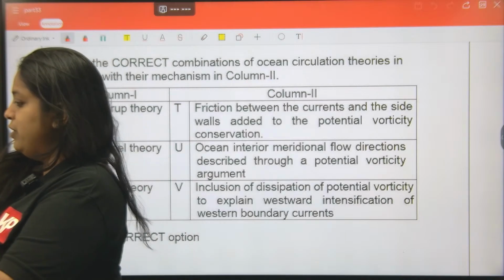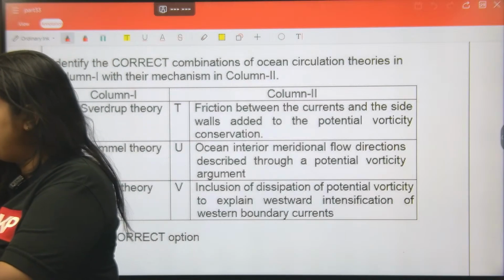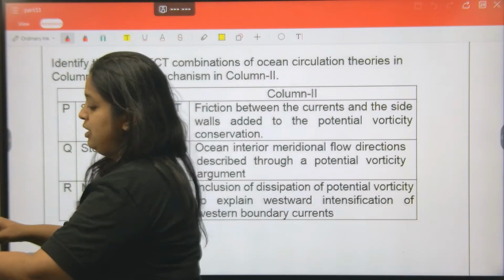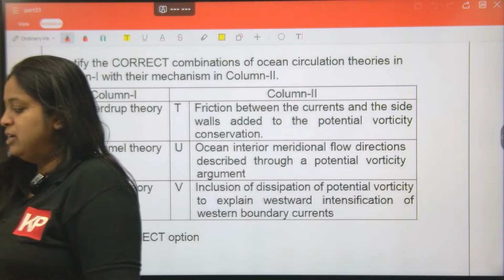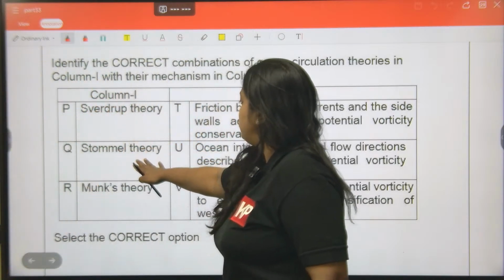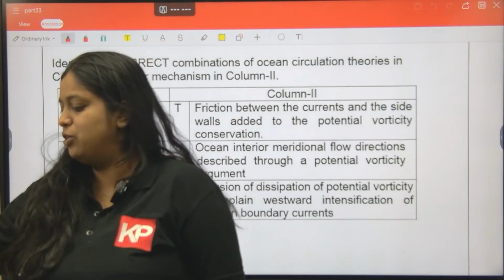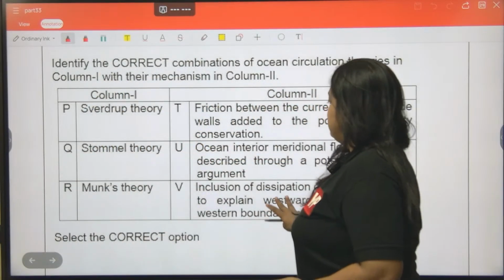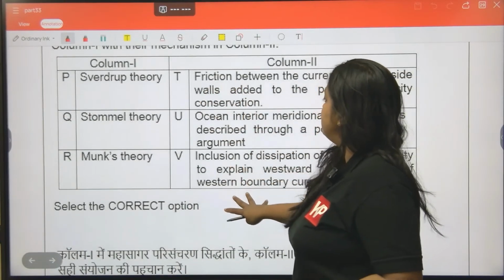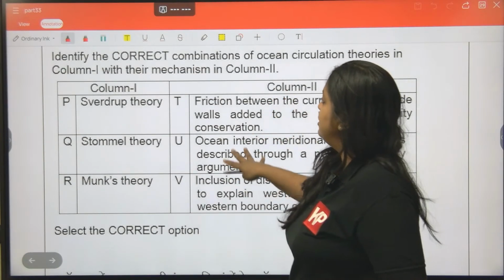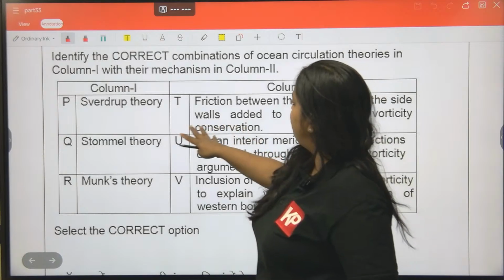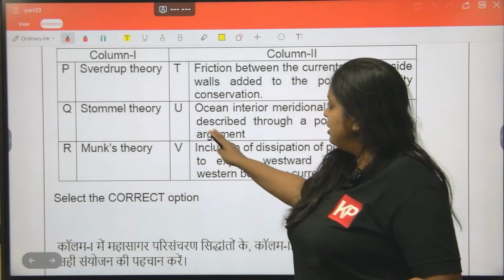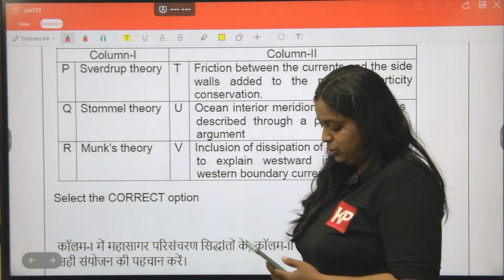So let's continue. Over here they have given 3 different theories coming under the meteorology atmospheric science part. The Sverdrup theory, Stommel theory and Munk's theory have been provided over here. Now what you have to do is match them with column 2, in which they have mentioned the complete mechanism. What is the theory of ocean circulation, not atmospheric science. Ocean circulation has been mentioned over here. Match it with each other. This is what you have to do.